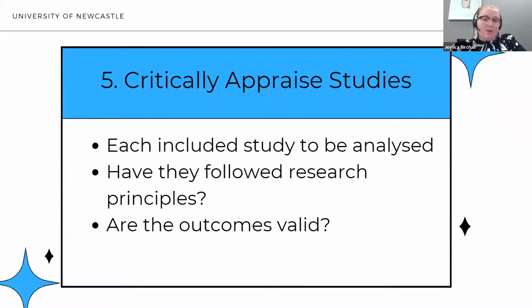So next step is how to critically appraise your studies. Again, there are no ticks at this point, as the library can't assist you here. When dealing with traditional literature reviews, they require a general critical analysis. But for a systematic review, each study that you've included has to be analysed. So you'll need to check if they've followed sound scientific research principles and that the outcomes are valid.